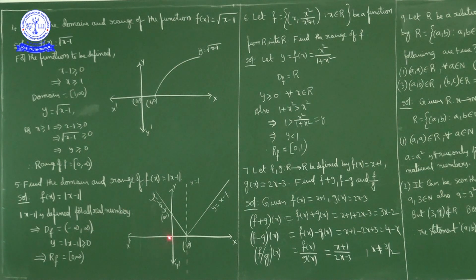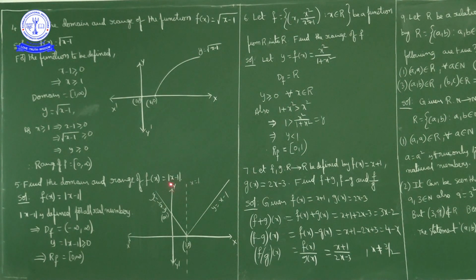Here we will have y equal to mod x plus 1 graph, shifting the mod x graph 1 unit left side. So mod x plus 1 will be something like this. So the mod x minus 1 graph is like this.